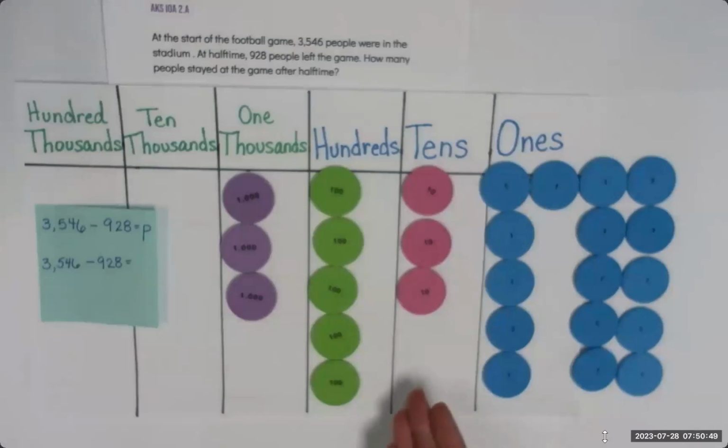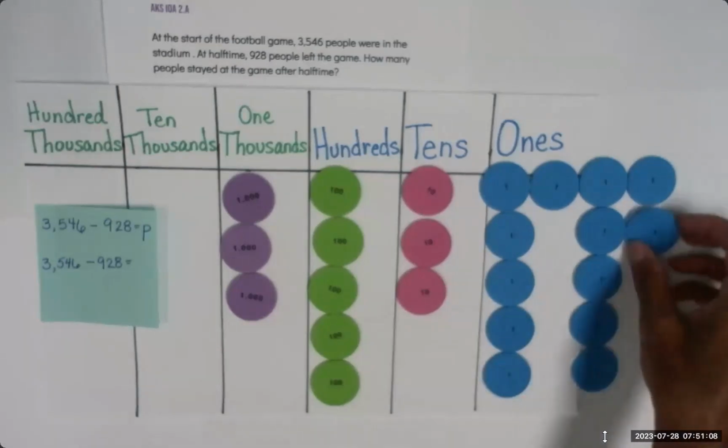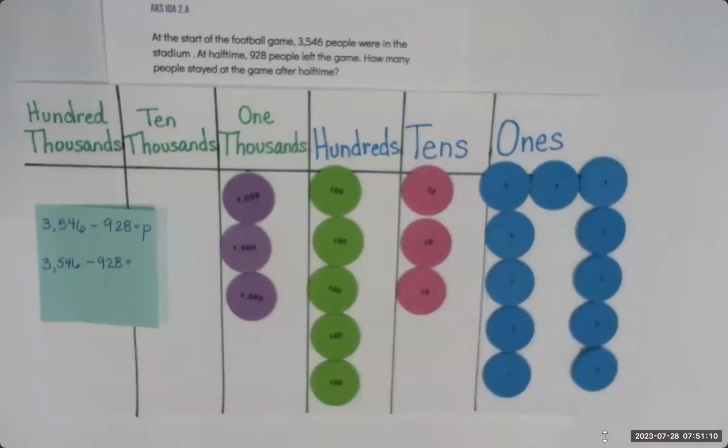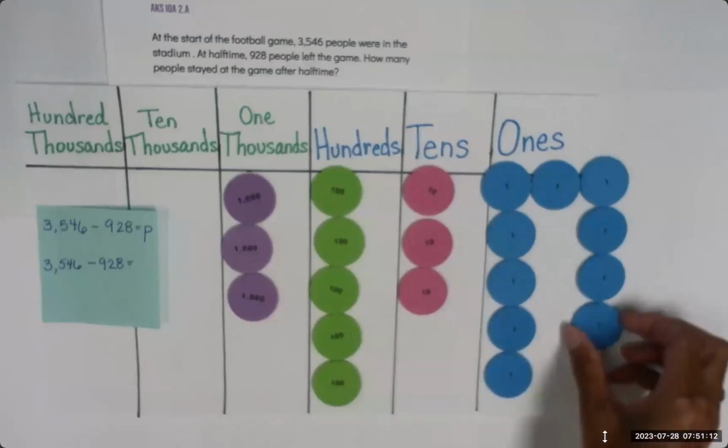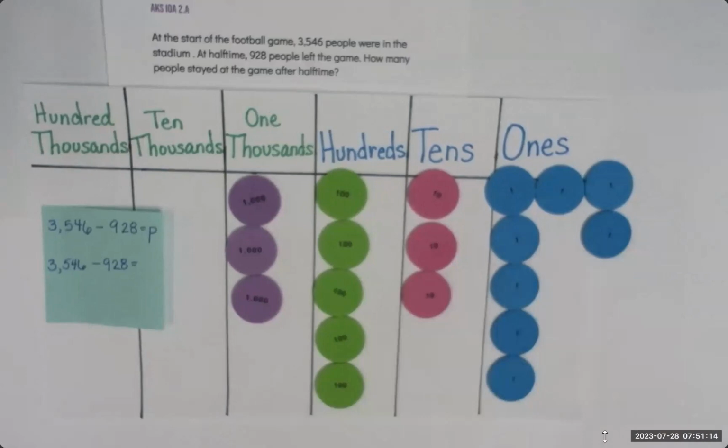So I had 4 10s and 6 ones, but now I have 3 10s and 16 ones. The value is the same. I just regrouped a 10 as 10 ones. Now I can subtract 8 ones. So 1, 2, 3, 4, 5, 6, 7, 8, right?